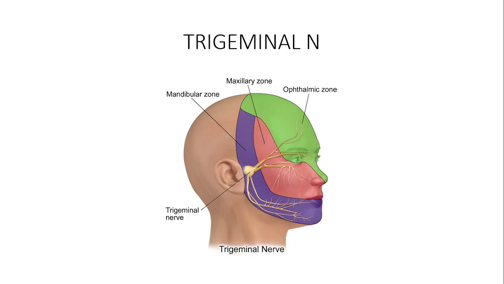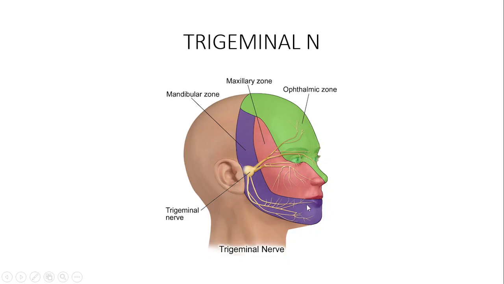Now, let's talk about its motor aspect. Basically, this falls into the domain of the dental surgeon, but we can just brush over it. So the motor aspect, what does it do? It supplies the muscles that help in mastication. In other words, the muscles that help us in chewing.